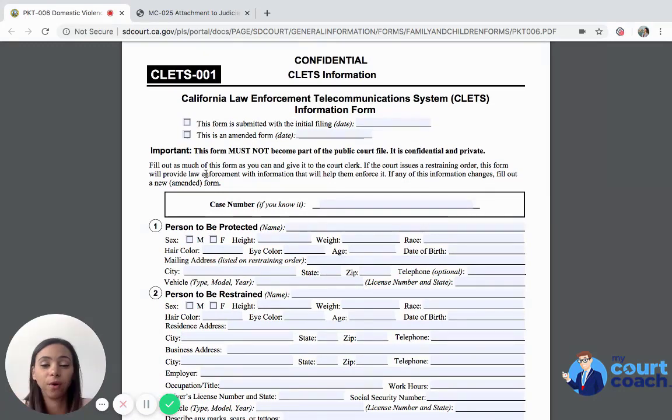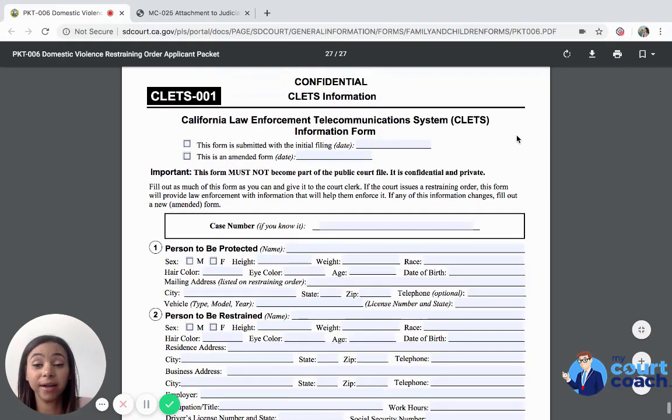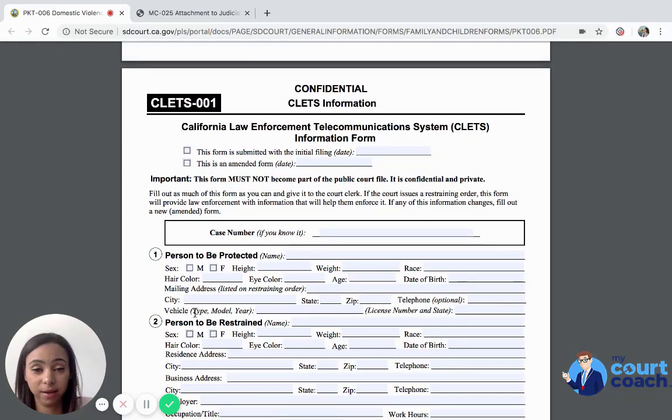So this is the form that you would need to complete competently in order for law enforcement to take action if, in fact, the other party or abuser does violate the current court orders, regardless of wherever you are in the United States.